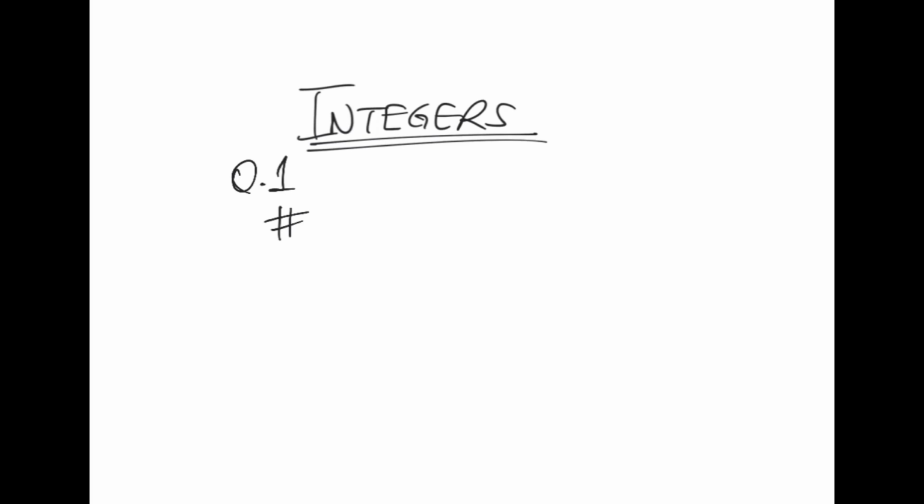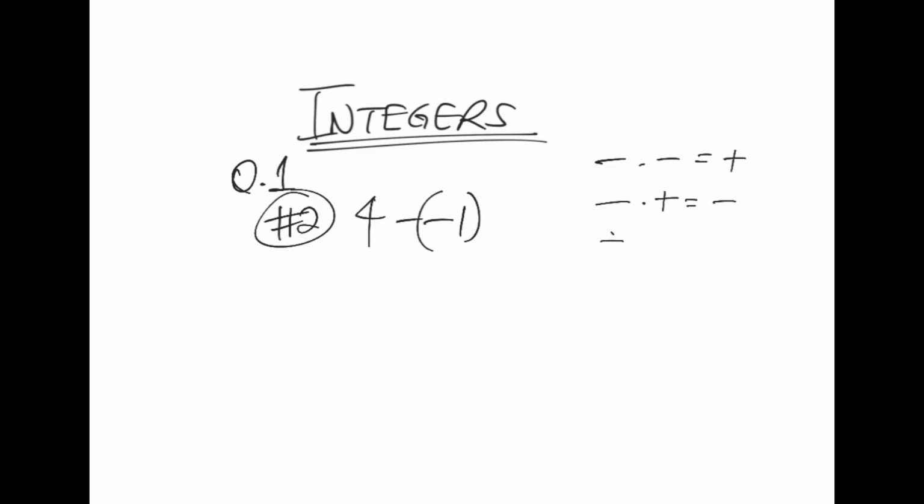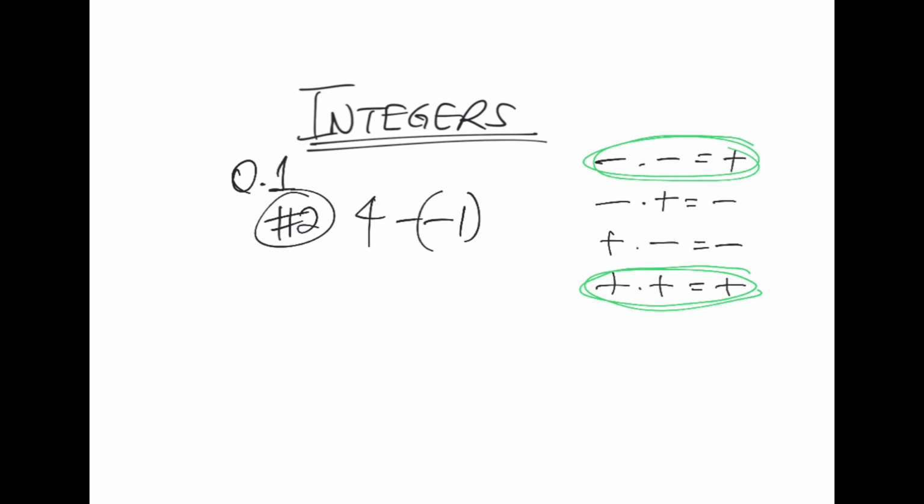So we have number 2, 4 minus -1. Remember, with integers, a negative times a negative is a positive. A negative times a positive is a negative. A positive times a negative is a negative as well. And a positive times a positive is a positive. Notice that when the signs are the same, you get a positive, and when the signs are different, you get a negative.